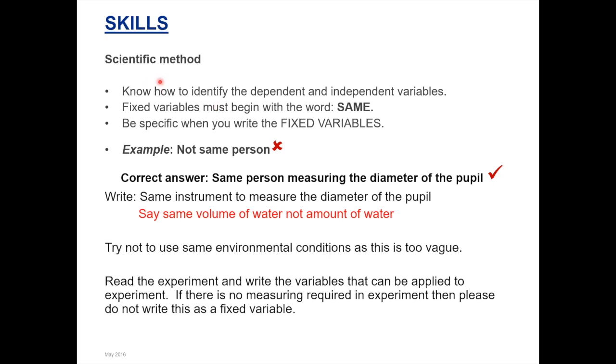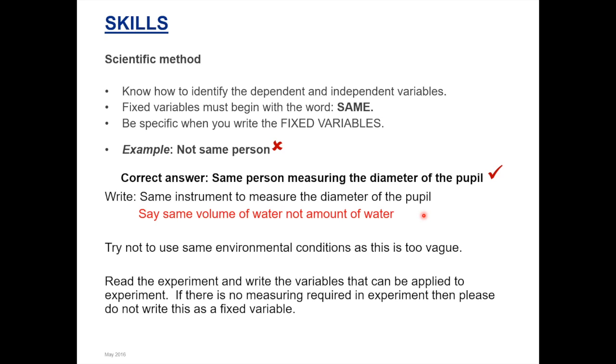Let's look at scientific method. You must know how to identify the dependent and independent variables. Fixed variables, if you are asked, must begin with the word same. Be specific when you're writing the fixed variables. Don't just say same person. Say same person measuring the diameter of the pupil. Relate this to the experiment. Say same instrument to measure the diameter of the pupil.